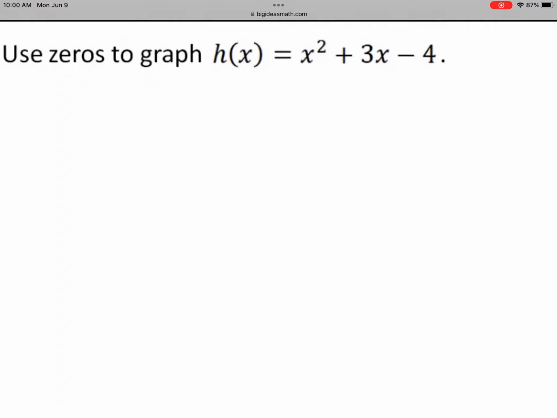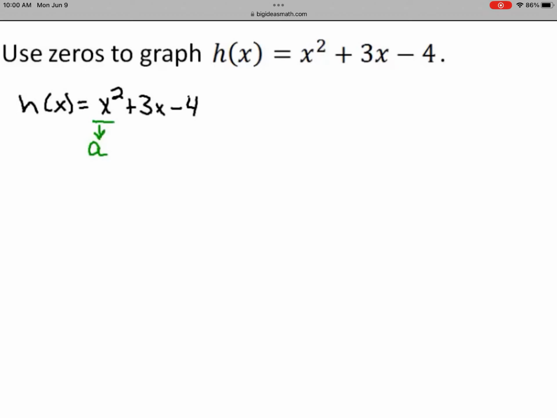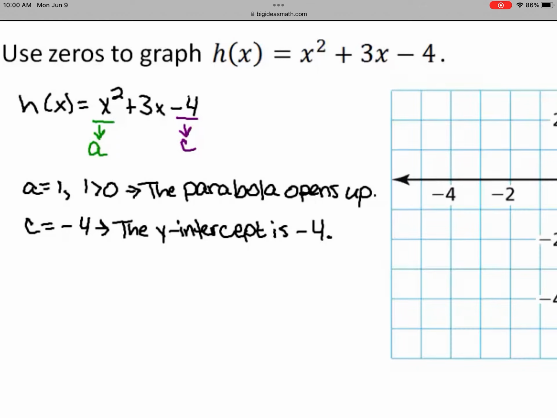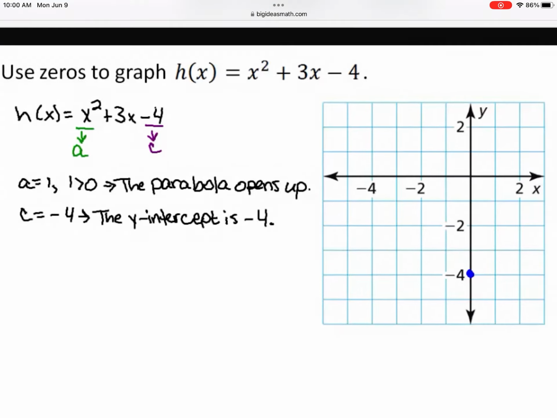Use zeros to graph h of x equals x squared plus 3x minus 4. The function is in standard form, where a equals 1 and c equals -4. Because a equals 1 and 1 is greater than 0, you know that the parabola opens up. And because c equals -4, you know that the y-intercept is -4. So begin by plotting 0, -4.